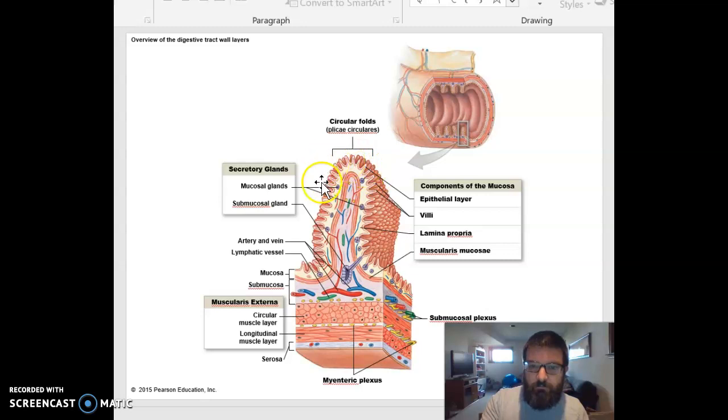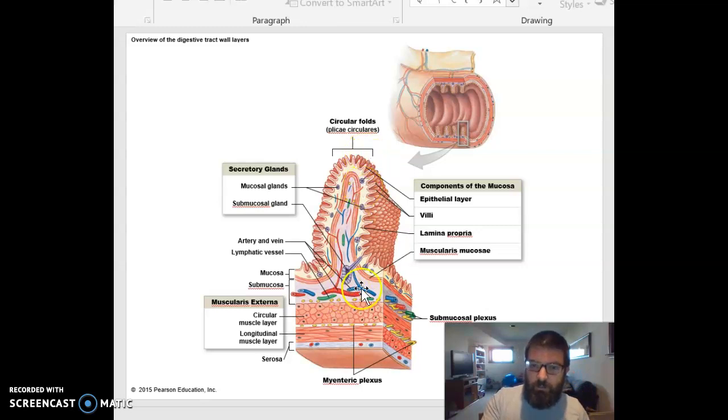So again, this is a closer look. Here's your mucosa. It has an epithelial layer. It has a connective tissue layer below it for some blood vessels, and it has its own muscle layer called the muscularis mucosa. That doesn't push food through, but it does allow you to sort of wiggle the villi. So all of those layers are part of the mucosa.